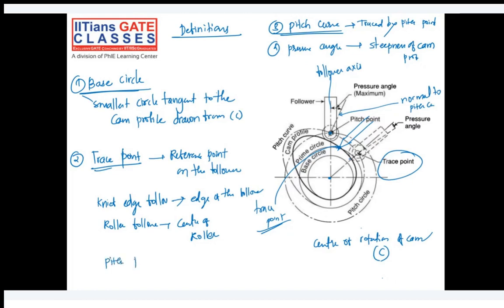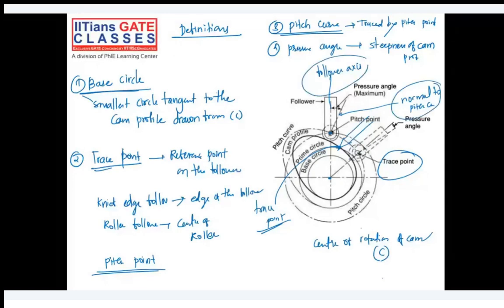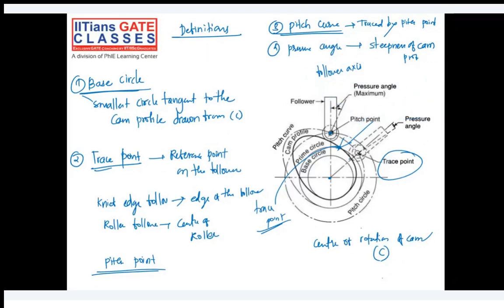I'll repeat the definition. Pressure angle basically represents the steepness of the cam profile, and it is the angle between the normal to the pitch curve and the follower axis. Follower axis or the direction of follower motion, you can say, it's basically the same thing. So this is the pressure angle. I'll rub this so that you can clearly see the figure.